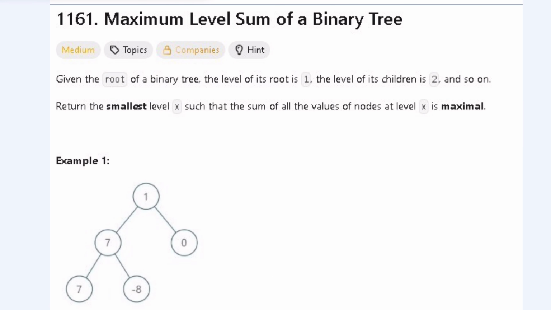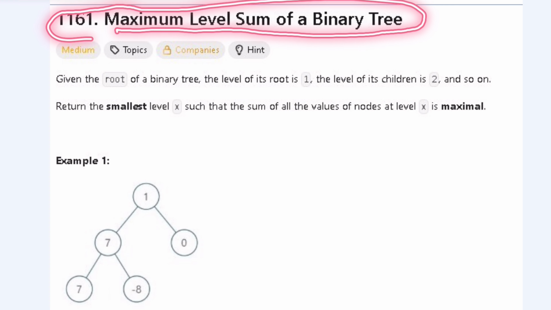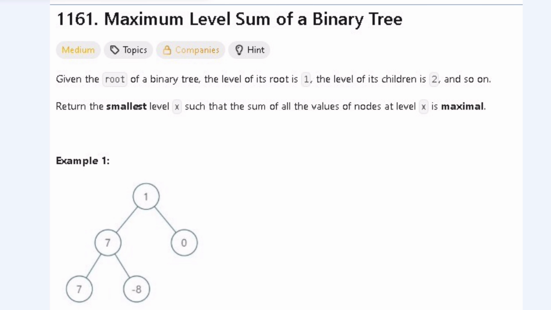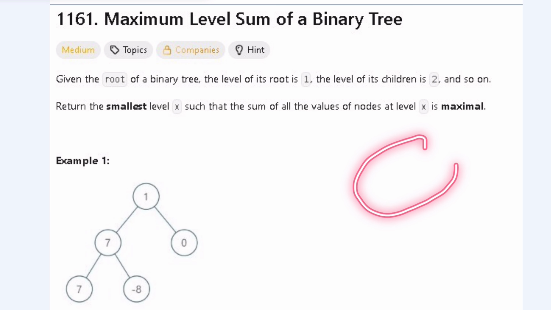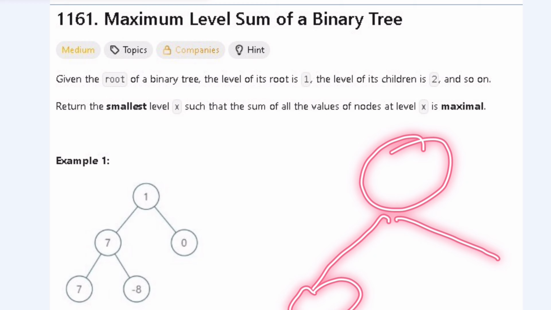So in this video we are going to understand the Leetcode problem number 1161. It's Maximum Level Sum of a Binary Tree. We know that a binary tree contains at most two children. If this is a root, it should have two children, as you can see. If there is a root, it cannot have more than two children. So the binary tree contains a root and it should have two children like this.